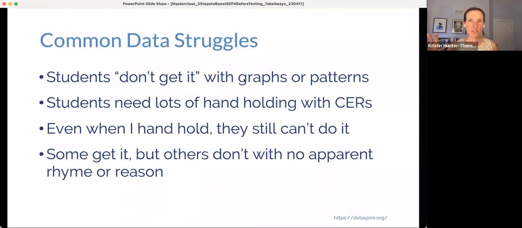So, why do this work? Well, honestly, we hear from the hundreds of thousands of teachers that we work with across this country almost on a weekly basis these really common data struggles. The students don't get it with graphs or patterns, that students need lots of hand holding with their CERs. Even when we hand hold, they still can't do it. Or some of our students seem to get it and others don't, or some get it one week and they don't seem to get it the next week, and we can't really figure out the rhyme or reason to it.